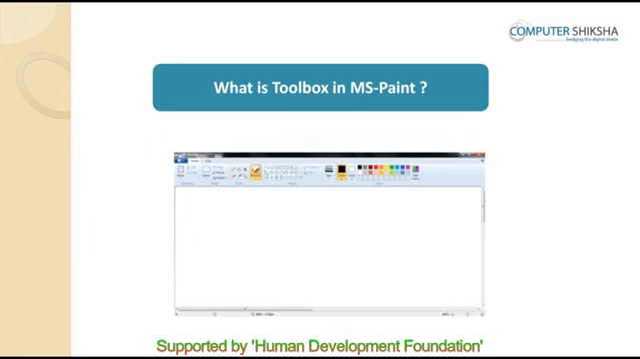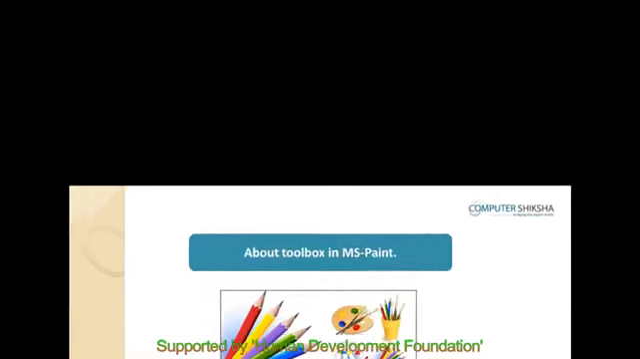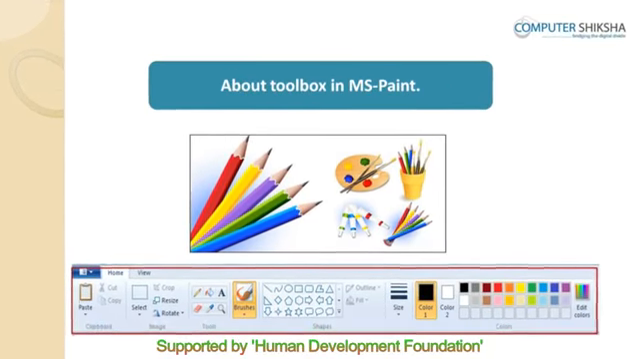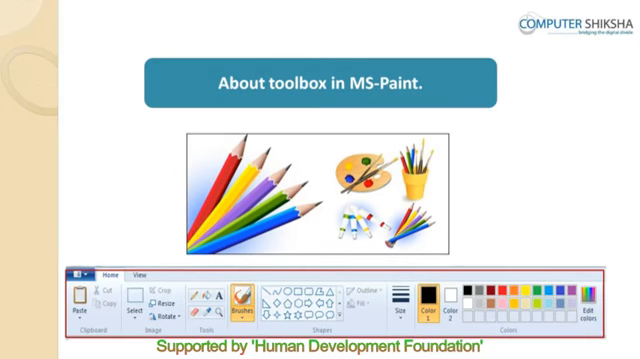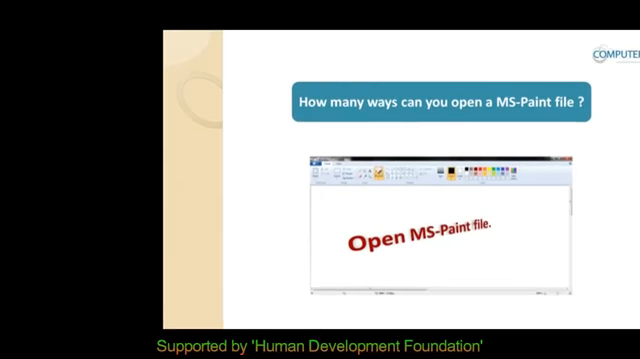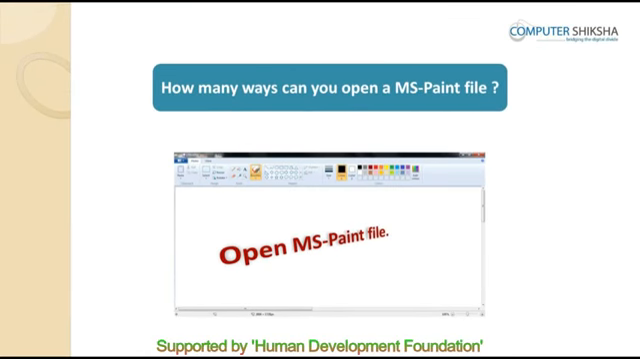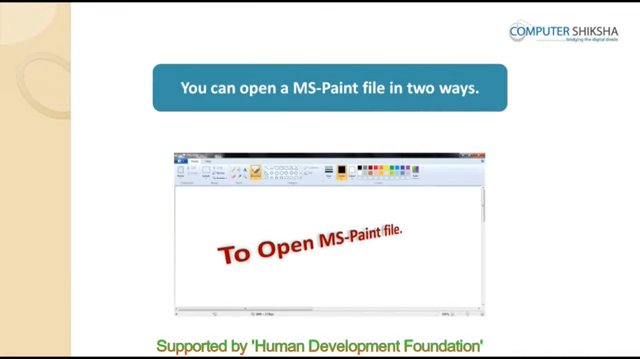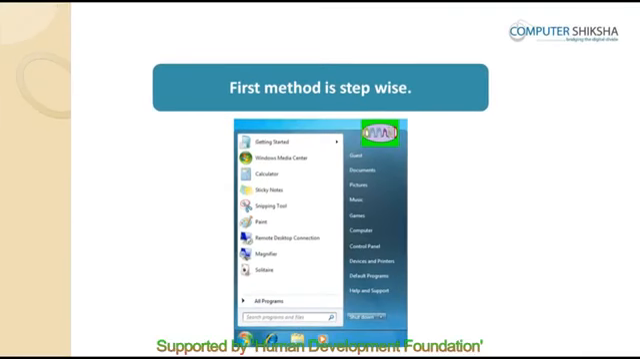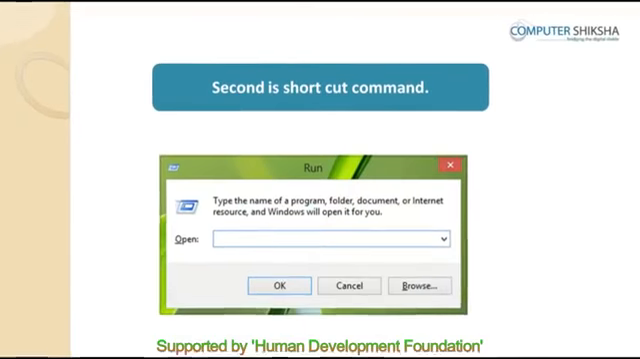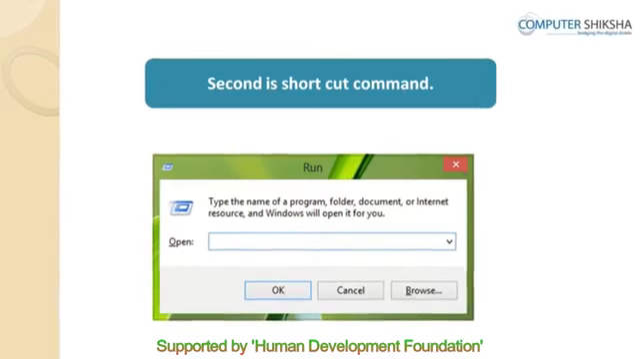What is a toolbox? Toolbox is an important part of MS Paint which contains all the tools for drawing. In how many ways can you open an MS Paint file? You can open an MS Paint file in 2 ways, stepwise or by using a shortcut command.